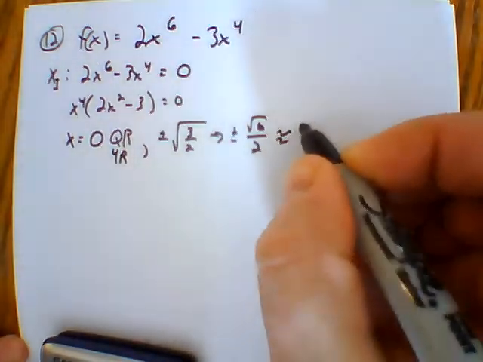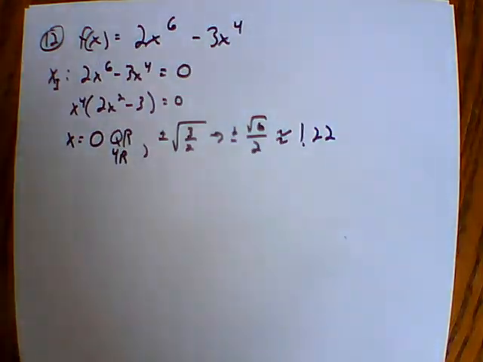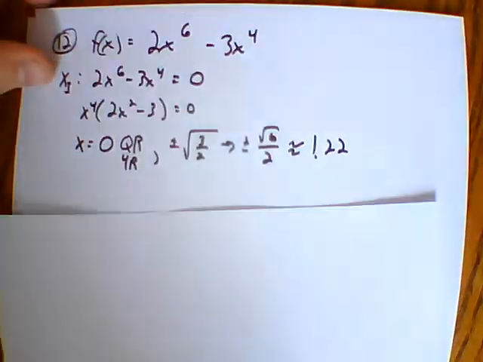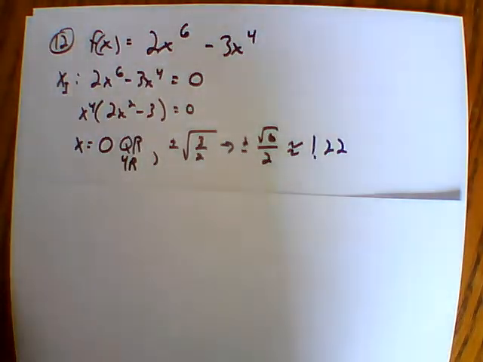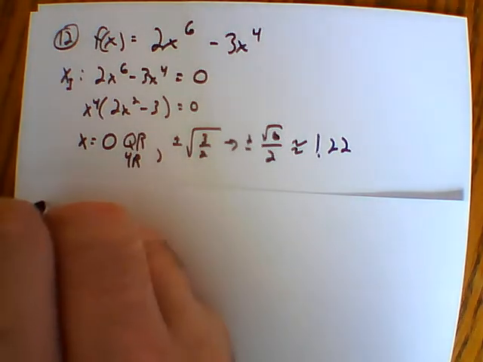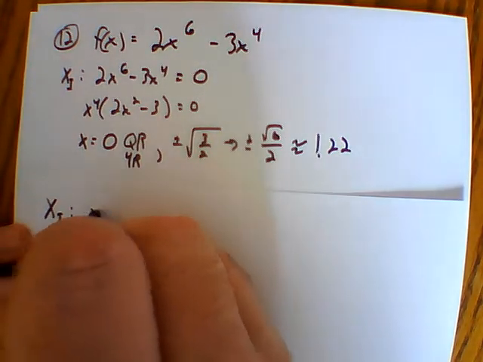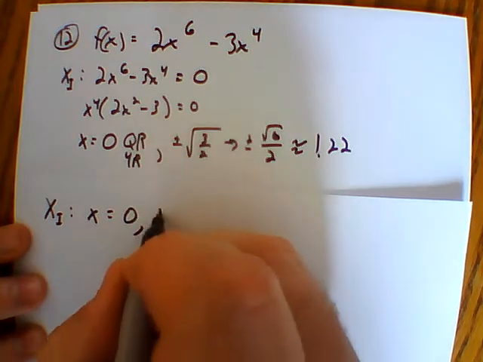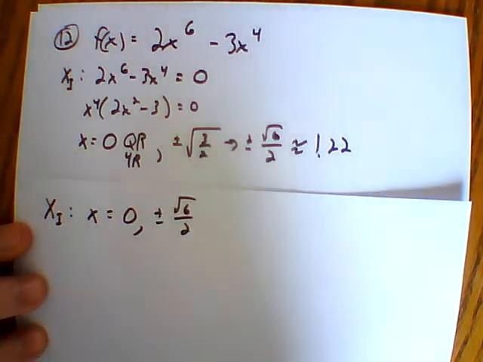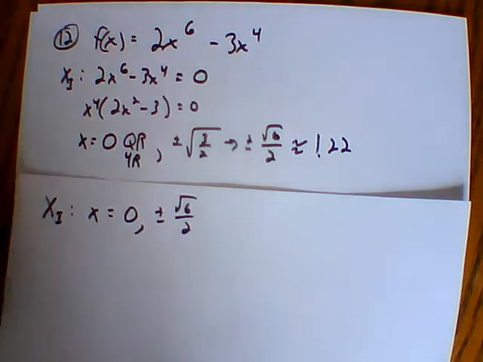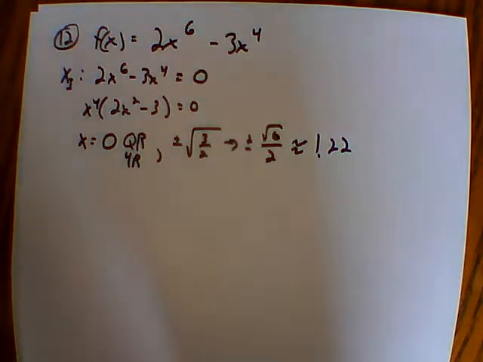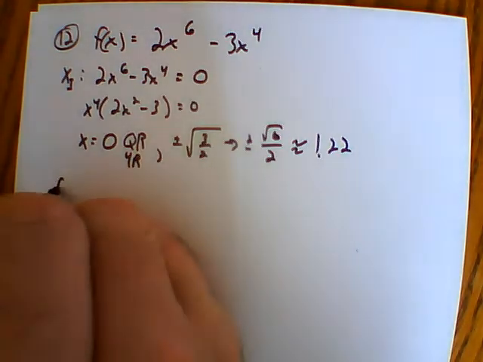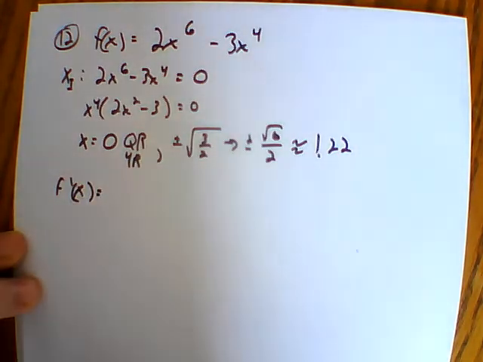Approximately 1.22. What I'm going to do is pull out a second sheet of paper and start listing things off, because this work is going to get messy. We have to be as organized as possible. So the x-intercepts are when x equals 0 and plus or minus root 6 over 2. Next, we'll look for our local extrema, so we're going to take our first order derivative.